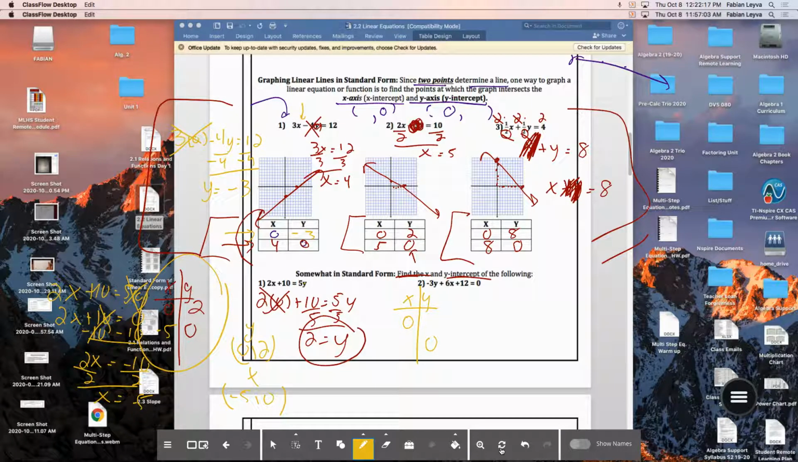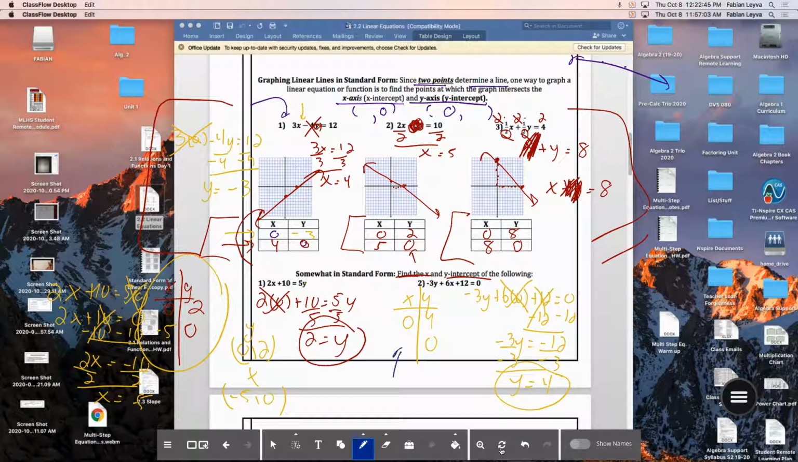I'm going to start with the y-intercept. I'm going to plug in the 0 for x. Negative 3y plus 6 times 0 plus 12 is equal to 0. Remember, 6 times 0 is 0. You're left with negative 3y plus 12 is equal to 0. Now, in order to solve for that, I'm going to minus 12 on both sides. Negative 3y is equal to a negative 12. Dividing by negative 3, y is equal to a positive 4.